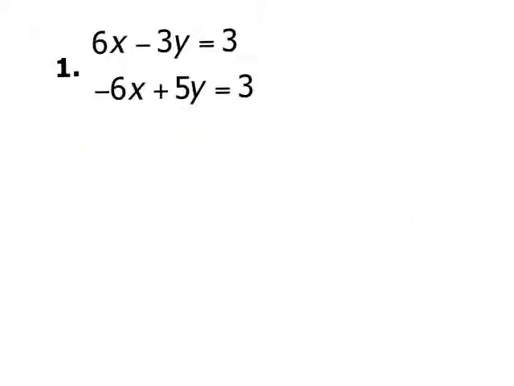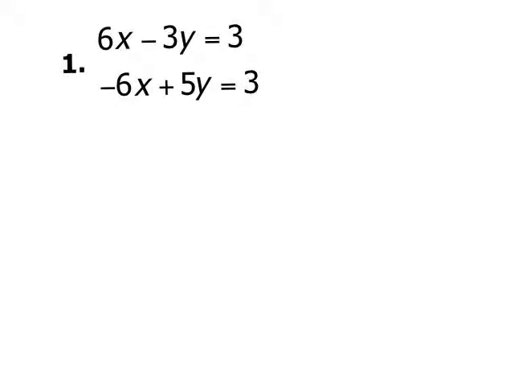Mr. Craw, do you think I could try number 1? I'm going to work through them. Okay, so do I have a set of opposites? Yes. So I'm ready to add down and eliminate. So 6x and negative 6x is gone. Negative 3y plus 5y is 2y.